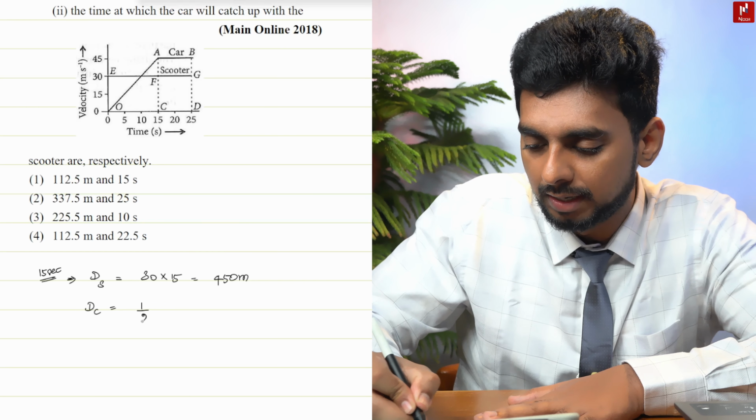Let me subtract those two values. 675 minus 337.5. Okay, yes, that has to be correct. So you should have got 0.5.